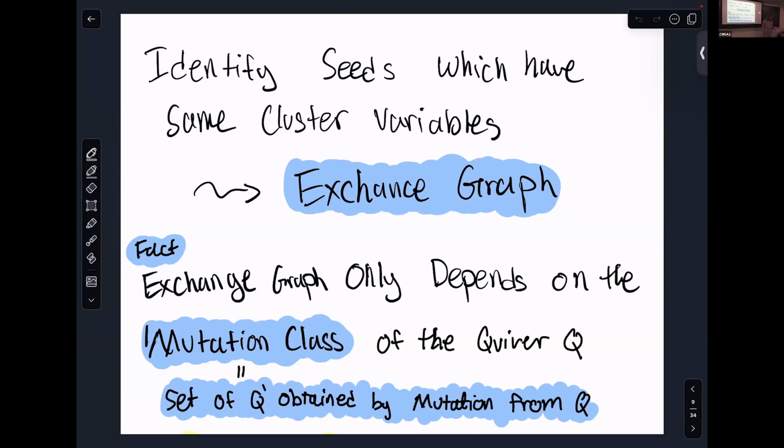An important fact, due to Fomin and Zelevinsky, is that this exchange graph really only depends on the mutation class of the quiver that we started with. If we start with some seed, it depends on a quiver. If we do some mutations to that quiver and say, okay, we're going to start with that seed instead, we'll really get the same exchange graph. So if we're interested in what this graph looks like, we really only care about the mutation class of the quiver. And this mutation class is just the set of all quivers that are mutation equivalent to our initial quiver.